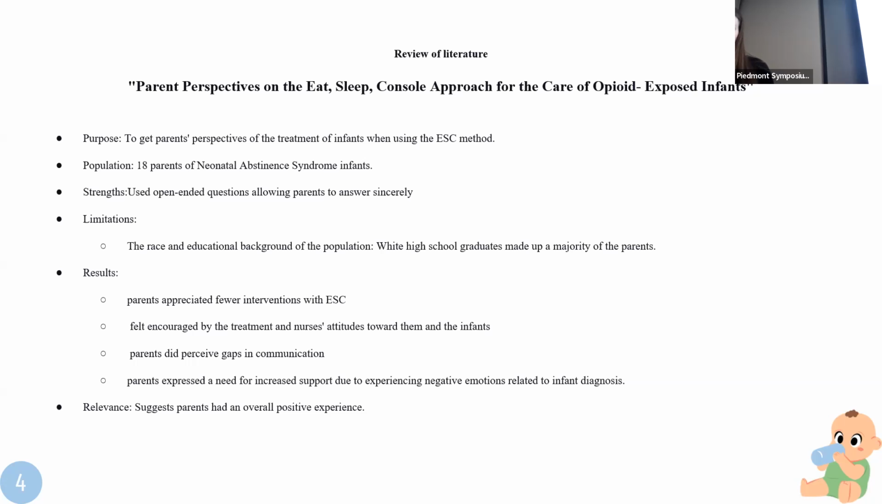The results of this study showed that parents appreciated fewer interventions with Eat, Sleep, Console, felt encouraged by the treatment and nurses' attitudes towards them and the infants, but the parents did perceive gaps in communication, and parents expressed need for increased support due to experiencing negative emotions related to infant diagnosis.